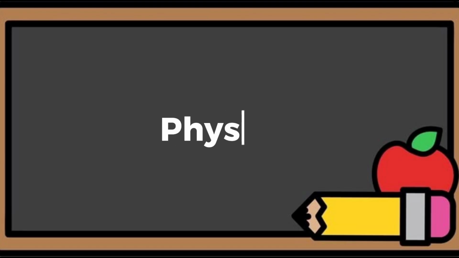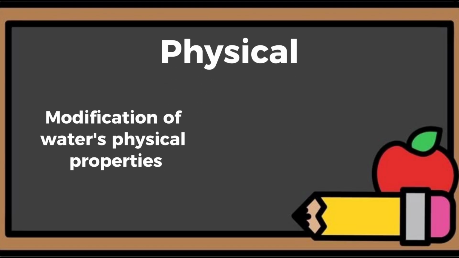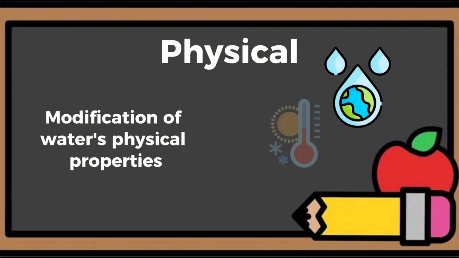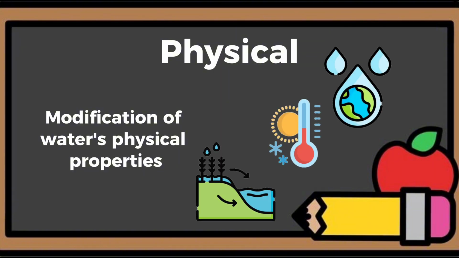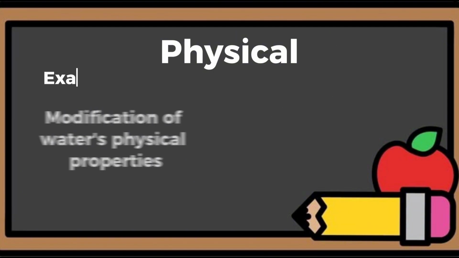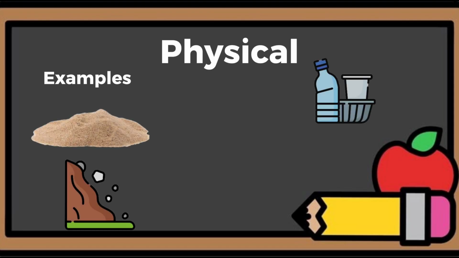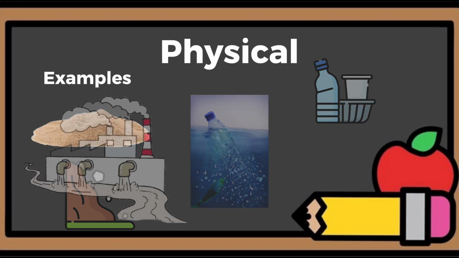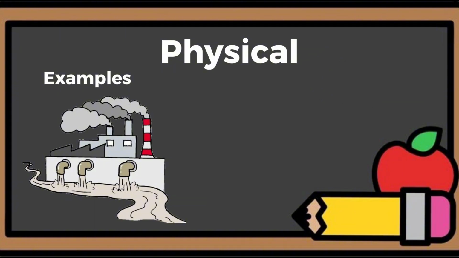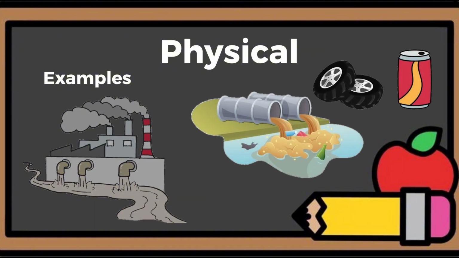The next one is physical. This one changes the properties of water, such as its clarity, temperature, or flow. These include sediments like sand and soil, plastic, microplastic, hot industrial wastewater, and solid waste like tires and cans.